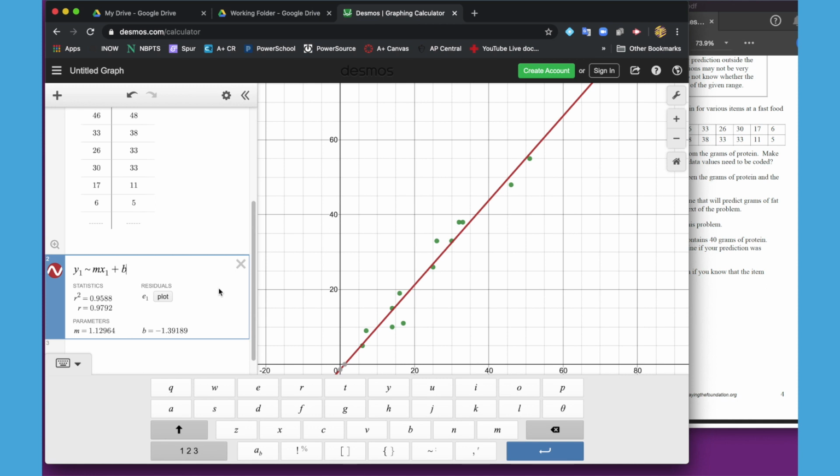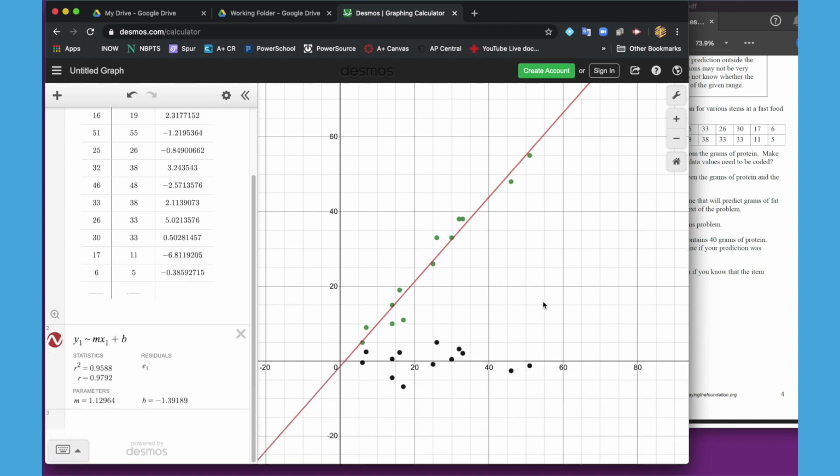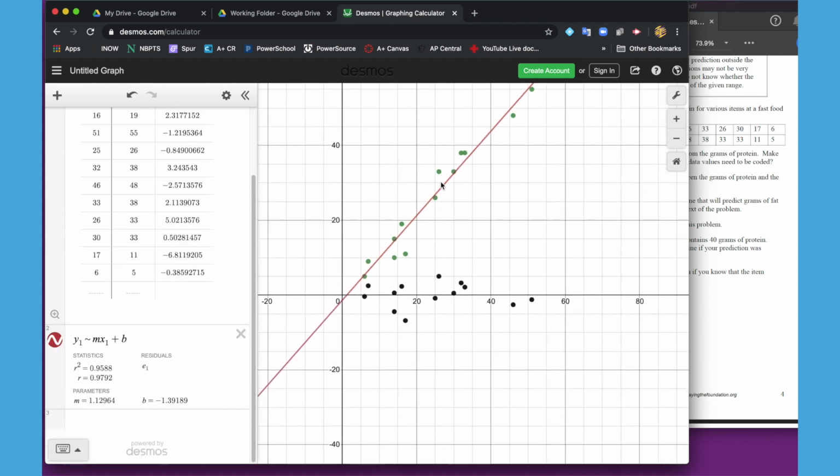Now, one of the things that we will talk about is residual plot. Residuals are the distance from the dot to the linear regression line. So the distance from this line to that is the residual for that value. So we find the residual by taking the actual Y value minus a predicted Y value based on the linear regression line.